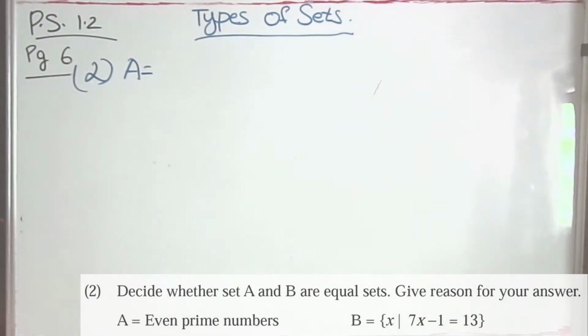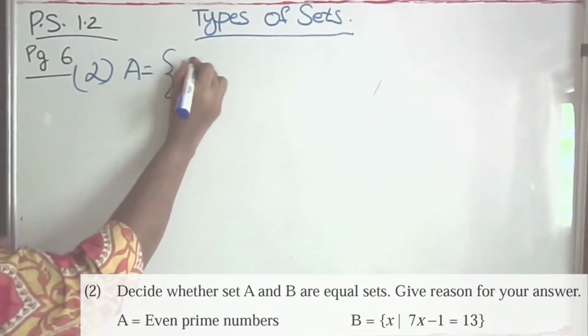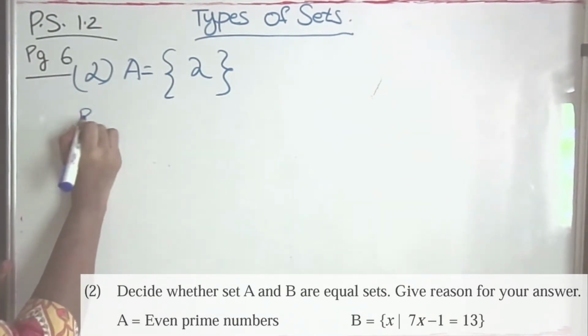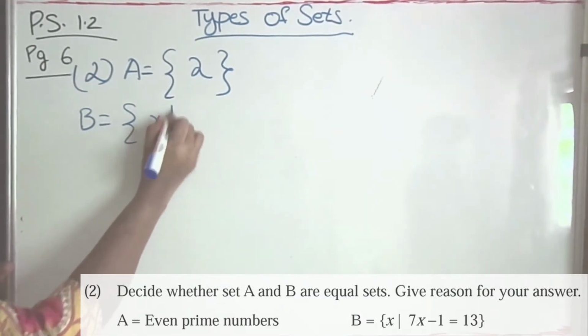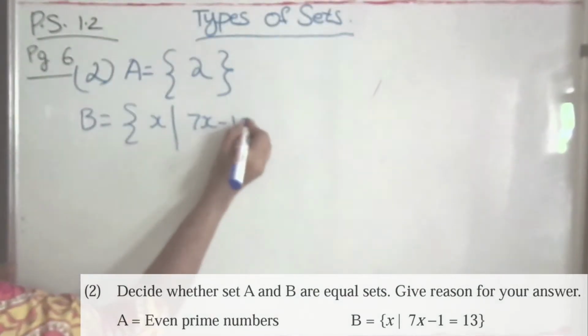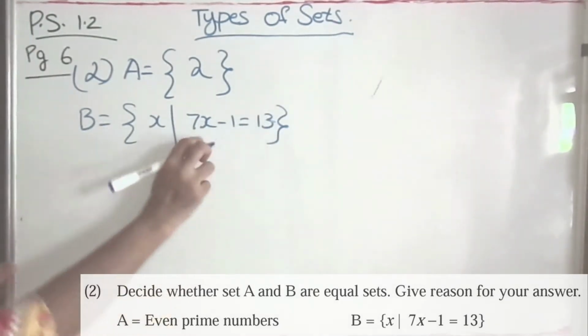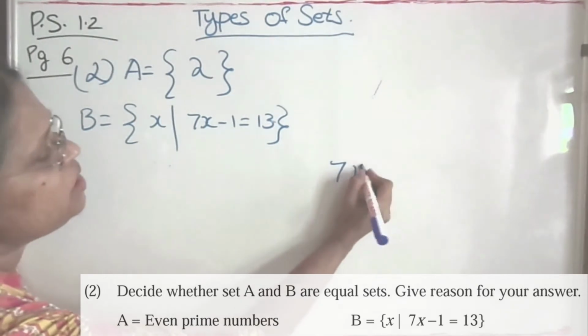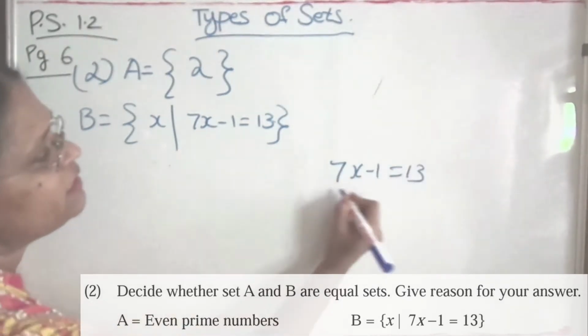Which is the even prime number? The only even prime number is 2. Remaining all prime numbers are odd. B is equal to {x such that 7x minus 1 is equal to 13}. Now to find what is x, we have to solve this equation. So take this equation in the working column and solve it.